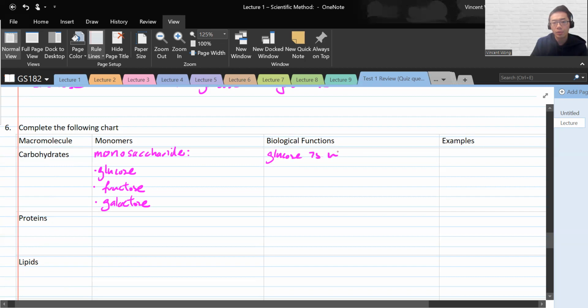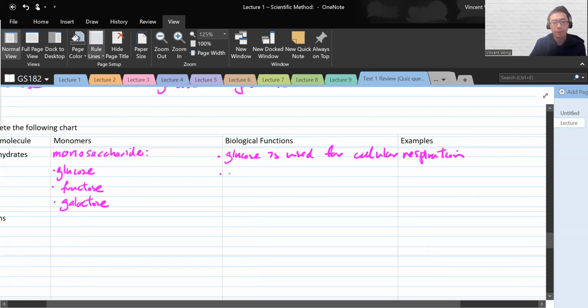glucose is used for cellular respiration. I'm just gonna merge it with the example, okay? Cellular respiration. Okay, and then another biological function, we have glycogen. Glycogen is the storage form of energy in animals.